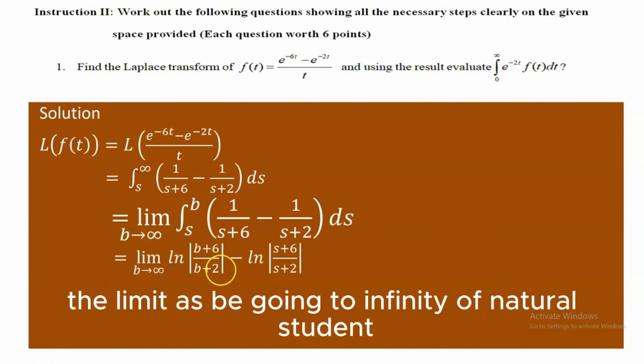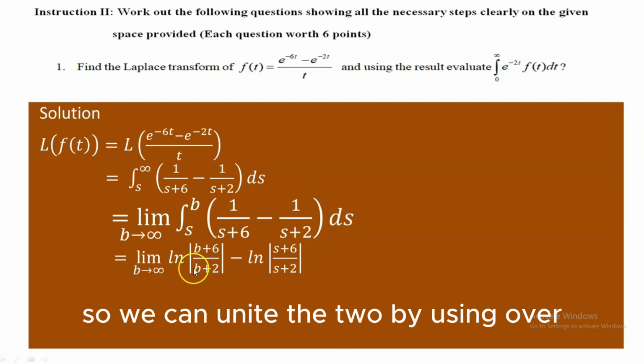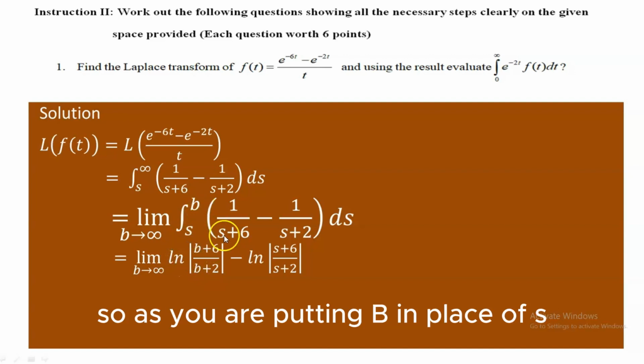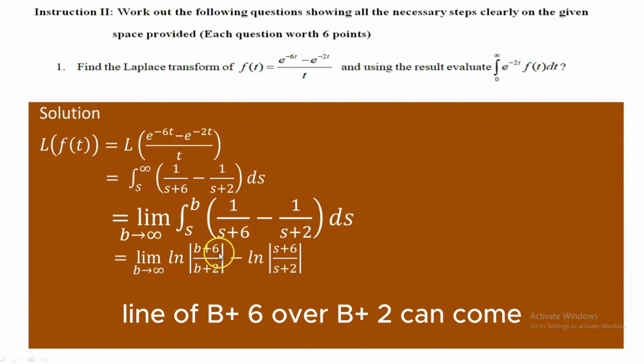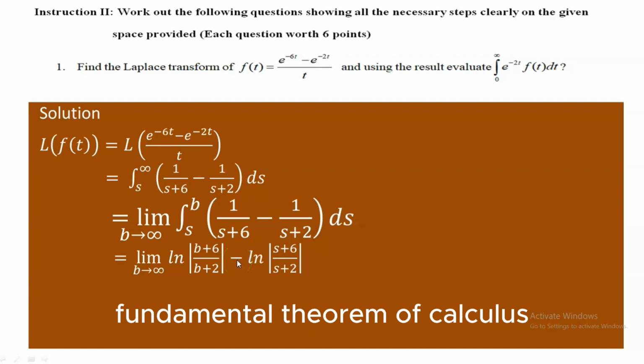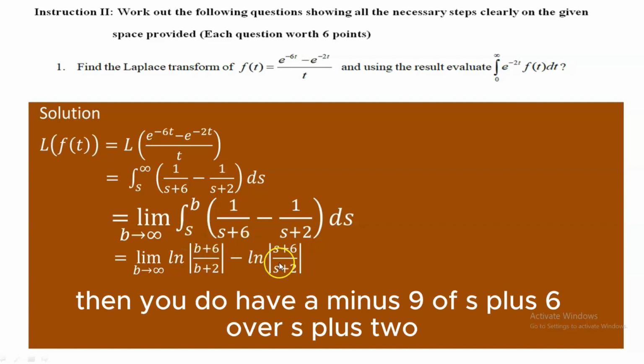So from this, the following can follow. The limit as b goes to infinity of, now dear students, this is ln of s plus 6 and this is ln of s plus 2. So we can unite the two by using the logarithm property, over. So as you are putting b in place of s, ln of b plus 6 over b plus 2 can come. Then minus comes because of the fundamental theorem of calculus. Then you need to put s in there, then you do have a minus ln of s plus 6 over s plus 2.